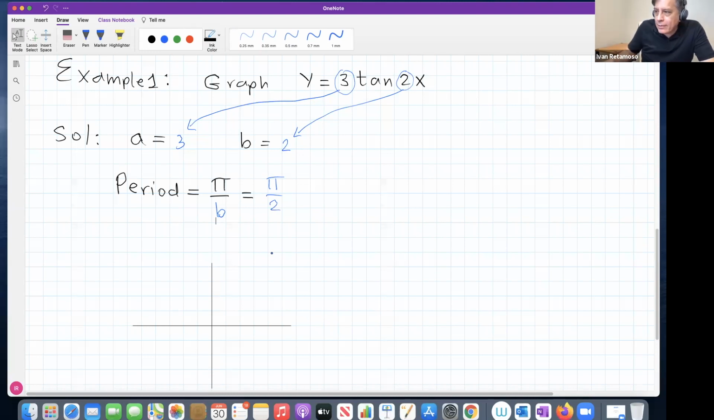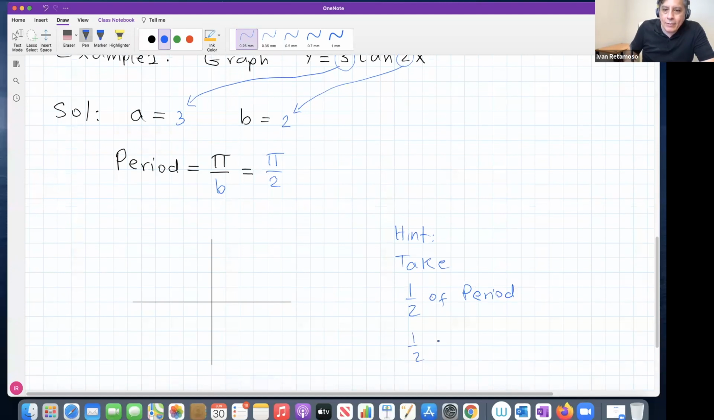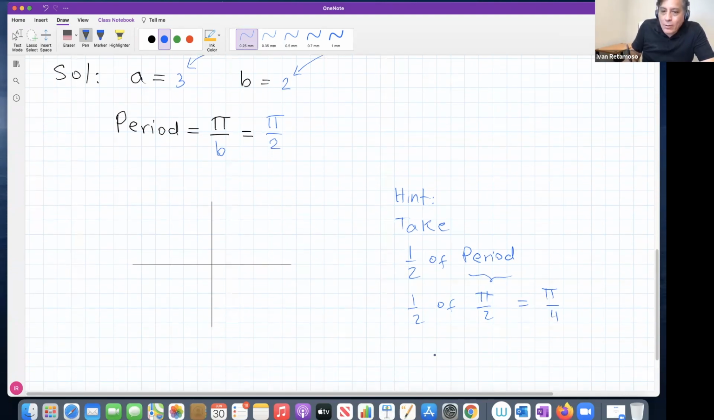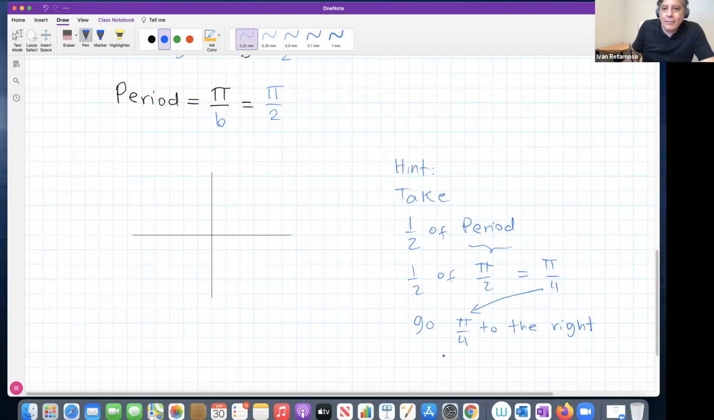But now, in order to graph this easily, guys, I want you to follow this strategy kind of. The period is pi over 2, right? Here's a hint: take 1/2 of the period, which in this case is pi over 2 halved, which is 1 times pi, 2 times 2, 4, pi over 4, right? 1/2 of the period is pi over 4, and go that amount of radians, pi over 4, half of the period, to the right, from the center to the right. From the origin, go half of the period to the right, and then half of the period to the left.